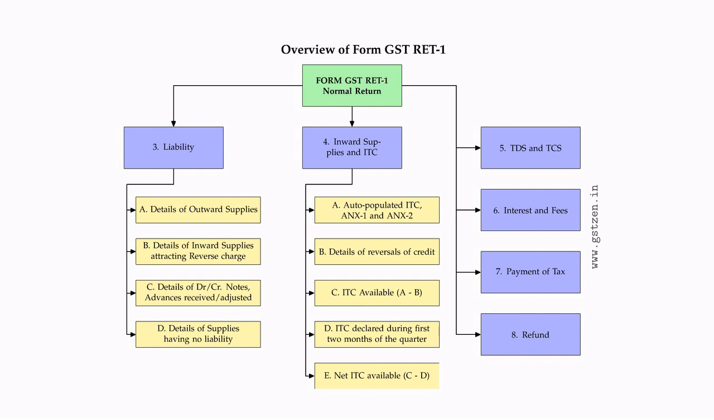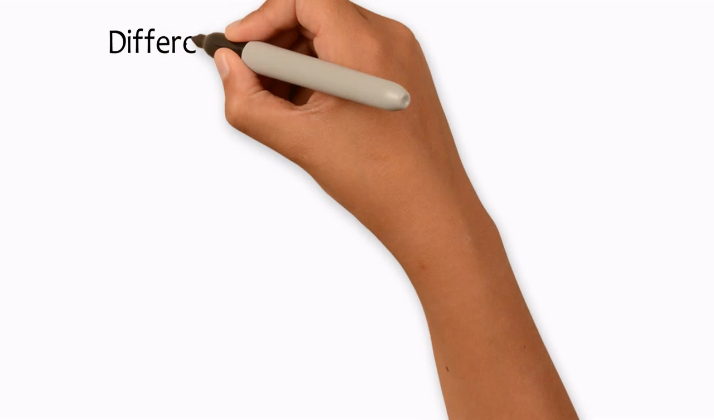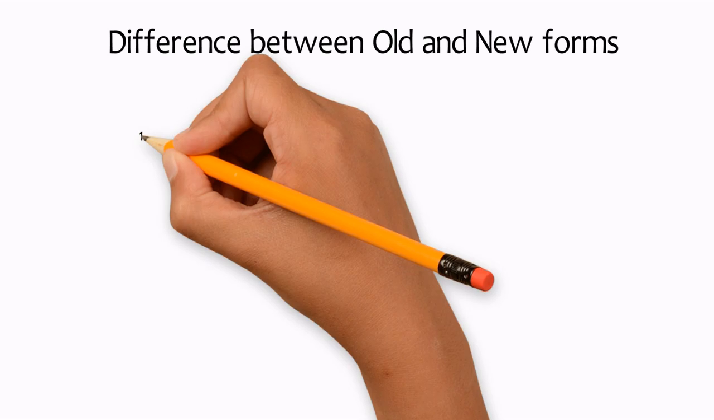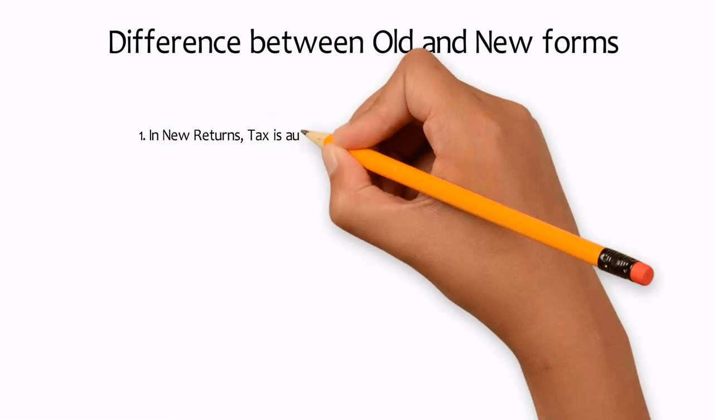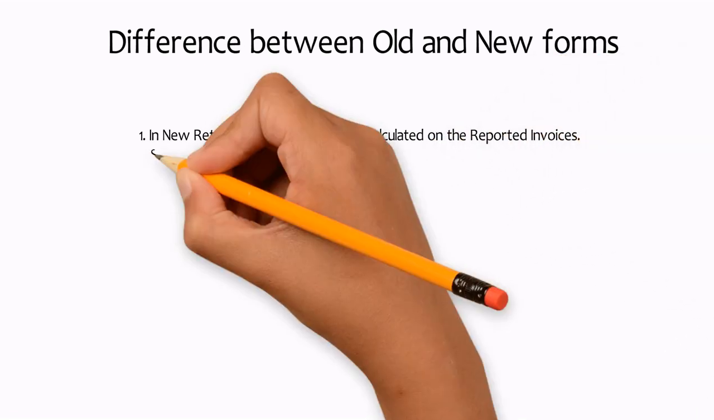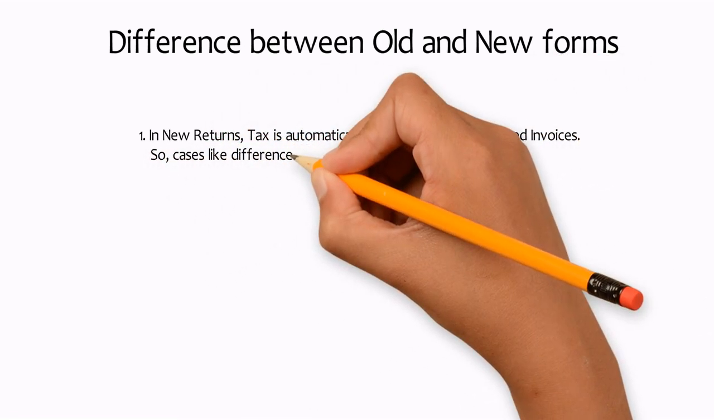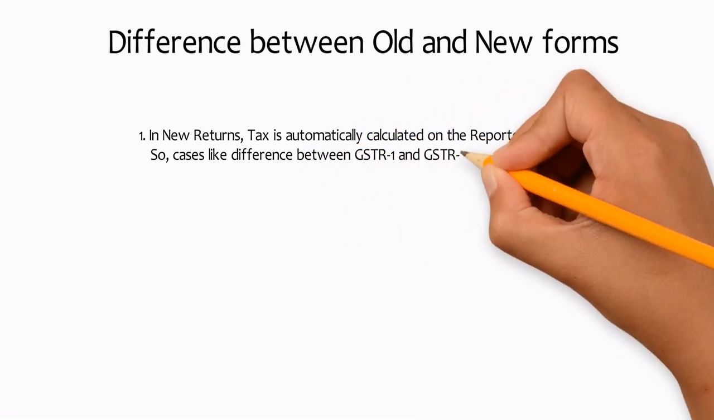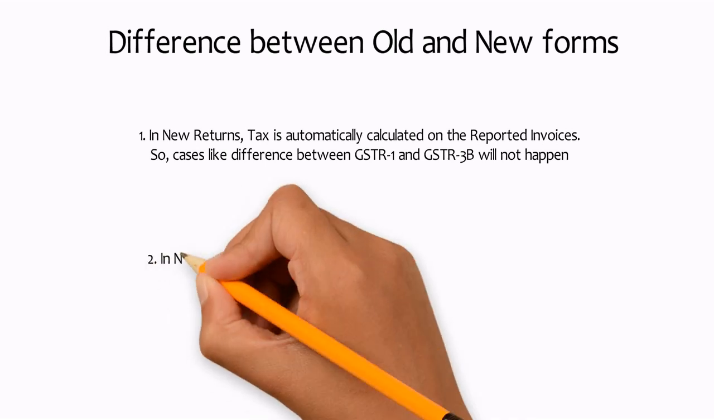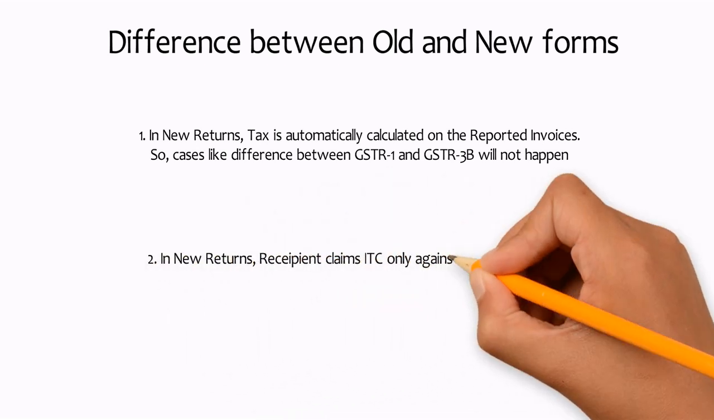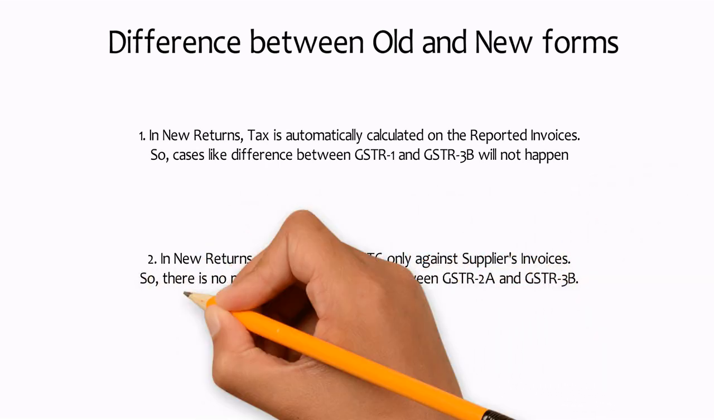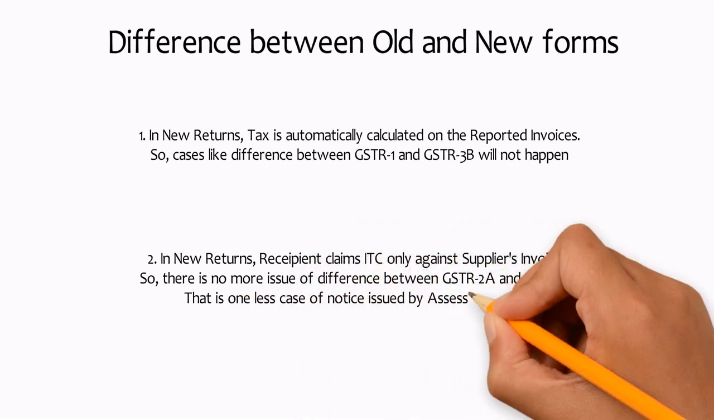Let's look at the main difference between the old and the new returns. The single big difference is that the need for reconciling various parts of the returns has now gone away. In the new returns, tax is automatically calculated on the reported invoices. So differences between GSTR1 and 3B, those types of situations will not happen. Similarly, the recipient can claim ITC only on the supplier's invoices. Therefore, there is no more issue of difference between 2A and 3B. So taxpayers can relax, they will not receive these types of notices going forward in the future.